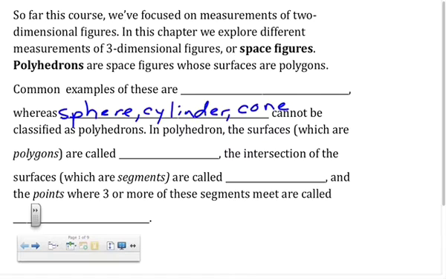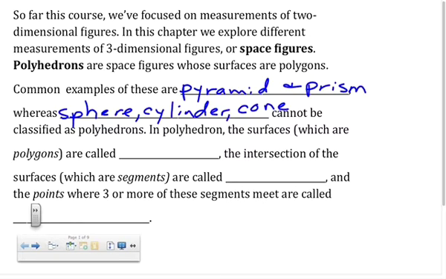Okay, so what would be common examples of things that are polyhedrons? A pyramid, absolutely. What else? Cube, or more generic, pyramid and prism. Okay, so in this course, the figures that we're going to be finding the surface area and volume of are those shapes. Everything else kind of falls outside of our requirements.